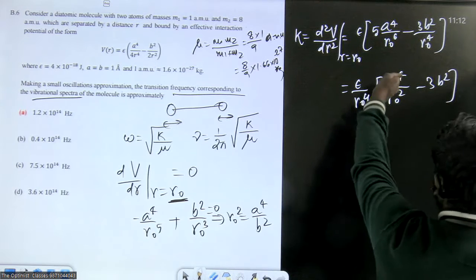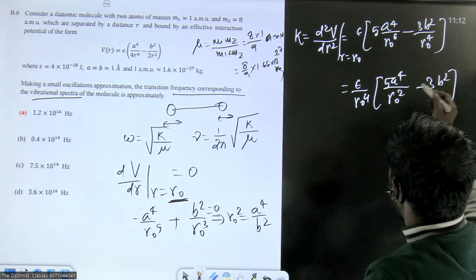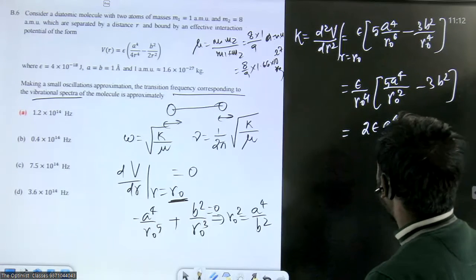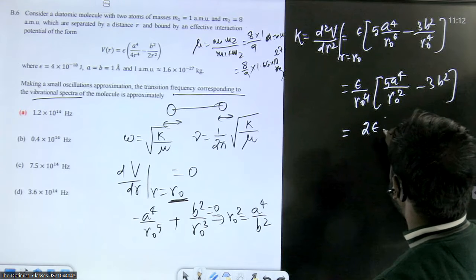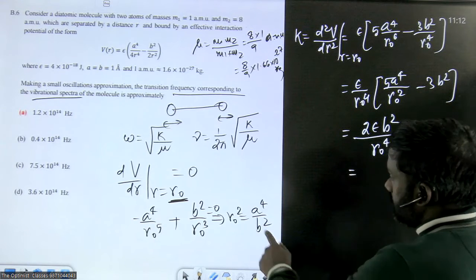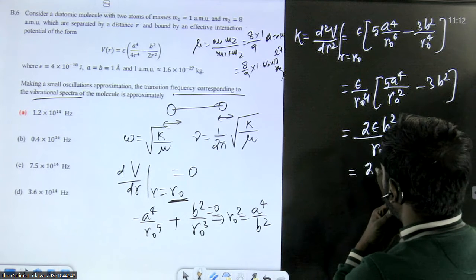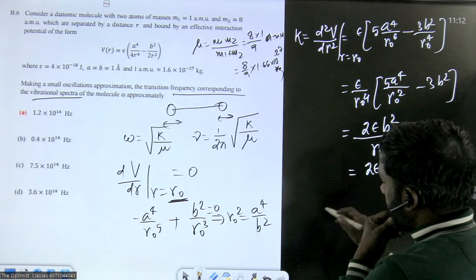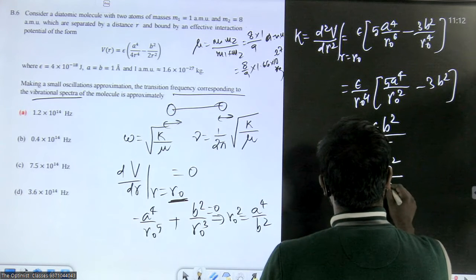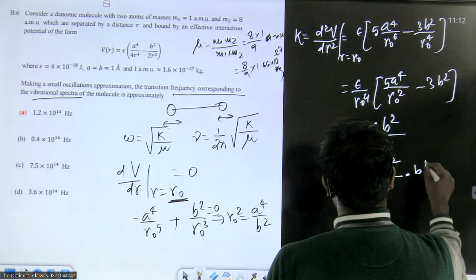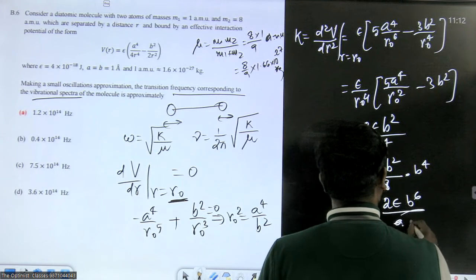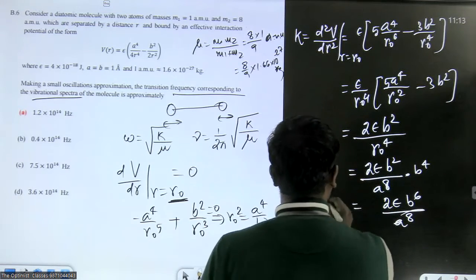So a power 4 will cancel out. You will get b square in the numerator. So 5 minus 3, it will become 2. So it will become 2 epsilon, and a power 4 got cancelled out. We got here b square and divide by r naught to the power 4. So now put the value of r naught square here. So this is 2 epsilon and b square. And when you put this r naught power 4 here, it will become a power 8, and here b power 4 will come in the numerator. So it is 2 epsilon b power 6 divided by a power 8. That is the k.